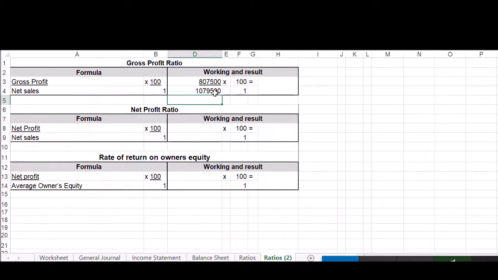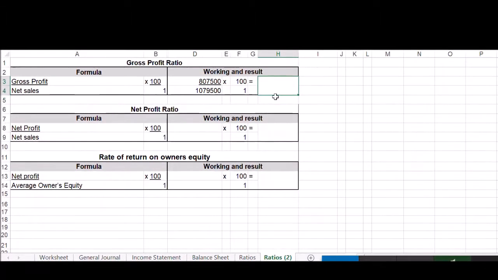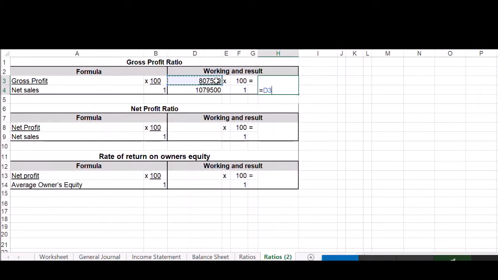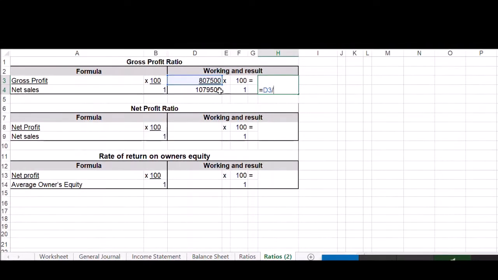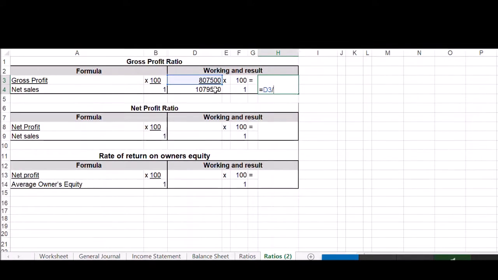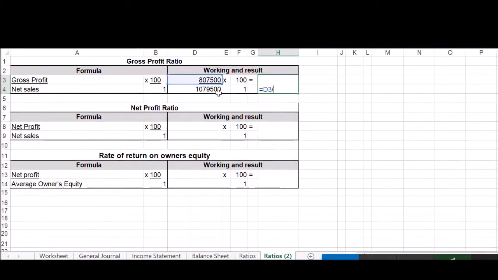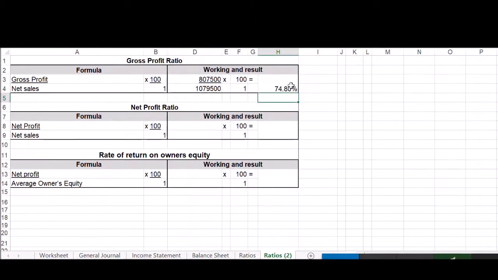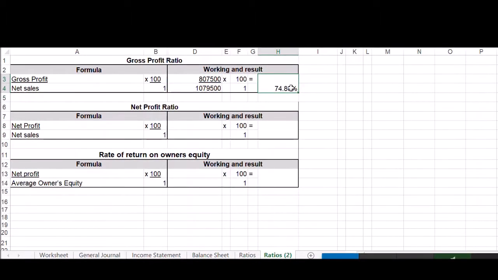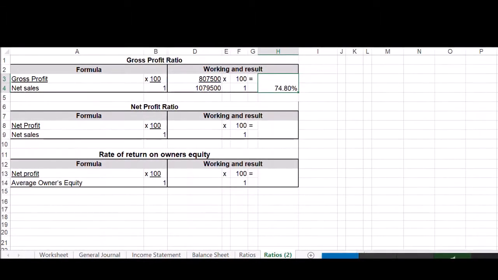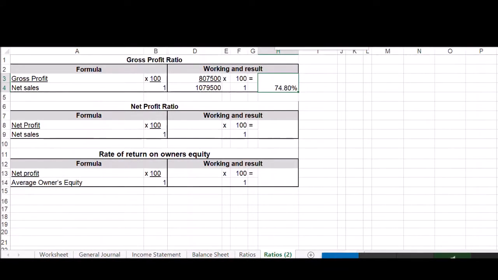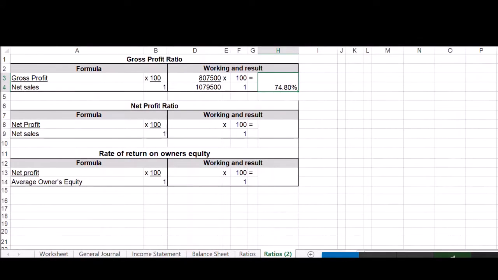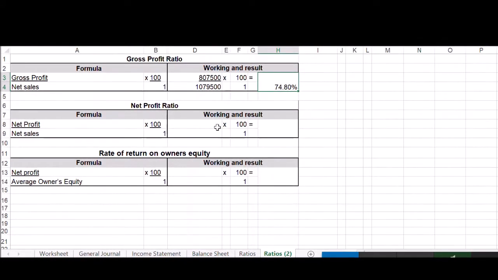So these are the two bits of information. What we're going to do is divide them. 807,500 divided by 1,079,500. So it'll come up with a percentage. I've formatted this cell as a percentage, but if yours isn't, up the top there should be a little percent symbol. You can just click on that and it should work out.